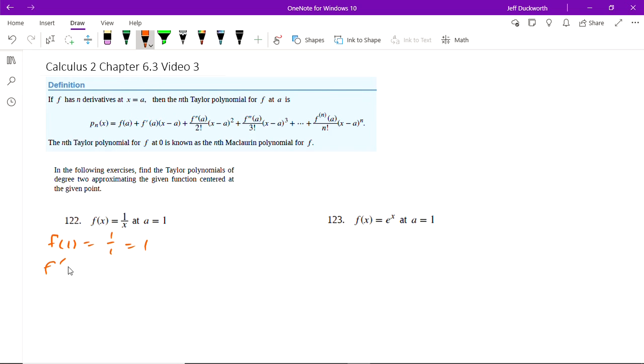F prime of x, well, derivative of x to the negative 1 is negative 1 over x squared. And f prime at 1 there is also going to be a 1 in the bottom, but that'll be negative 1. Our second derivative, so we're looking at a negative x to the negative 2 power. The negative 2 comes down and becomes positive 2, and that'll give us 2 over x cubed. And the second derivative evaluated at 1 will be just 2. 2 over 1 will be 2.